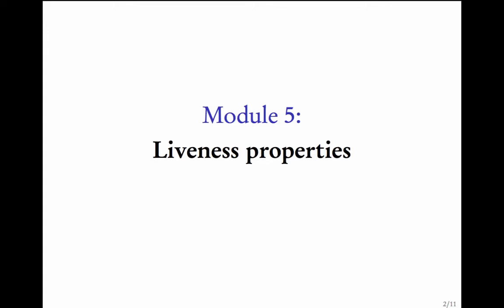In the last module, we saw a kind of property called safety property. Safety properties were useful to say that something bad does not happen. In this module, we will see what are called liveness properties.